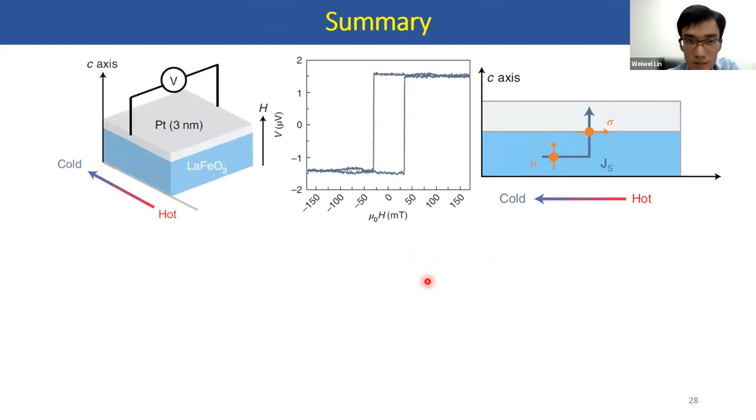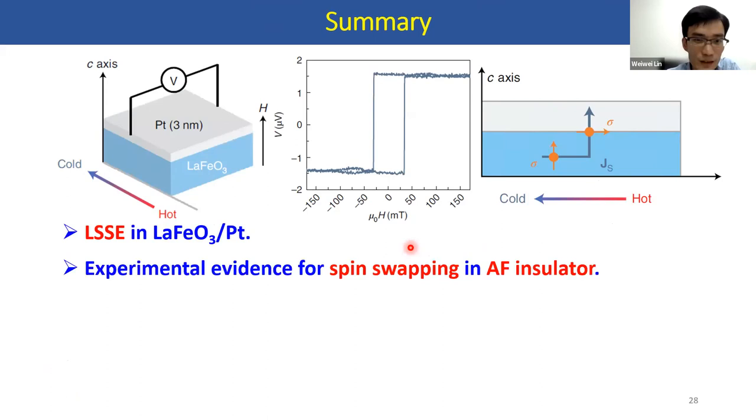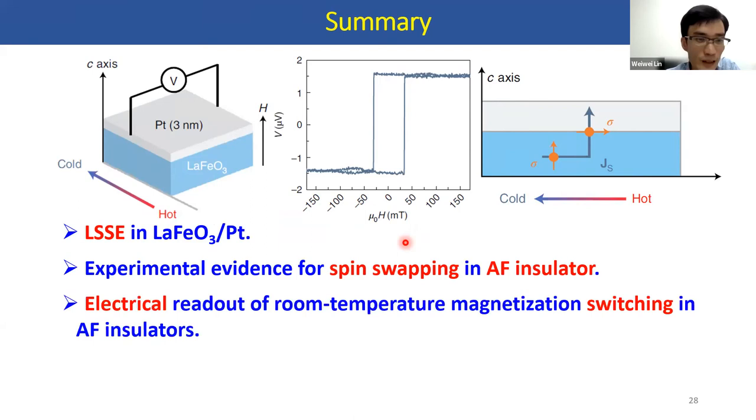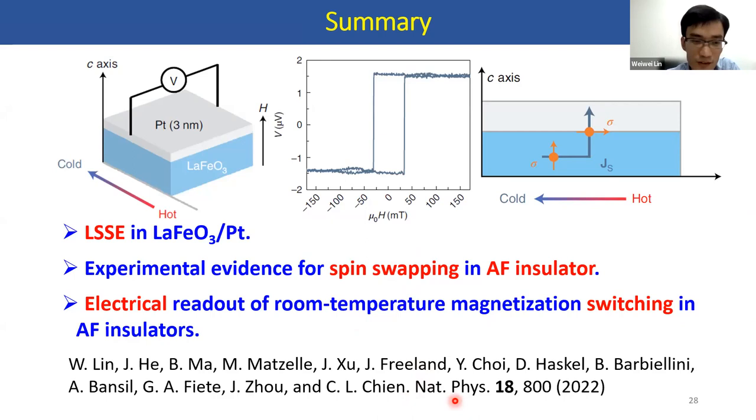So let me give a summary. I showed the longitudinal spin Seebeck effect observation in the antiferromagnet insulator lanthanum ferrite platinum. I also showed experimental evidence for the spin swapping in the antiferromagnet insulator. So from this work, we enable the electrical readout of room temperature magnetization switching, very tiny magnetic switching, but with very small field, in the antiferromagnet insulator. For details, I refer to this Nature Physics paper.